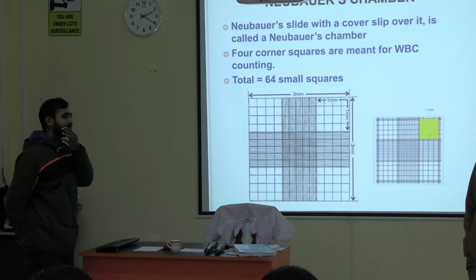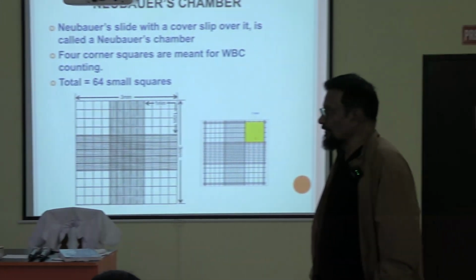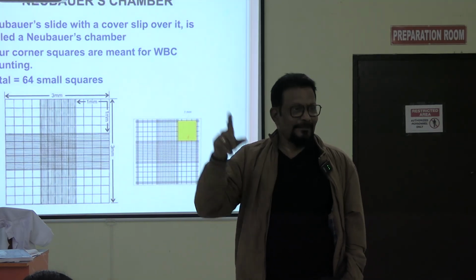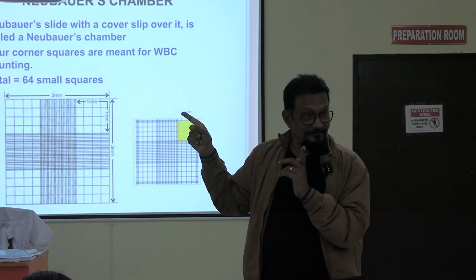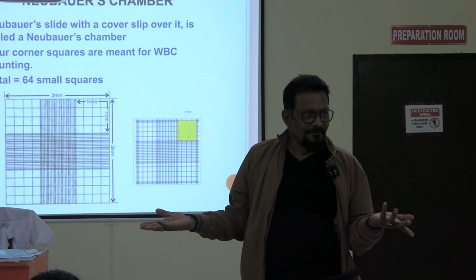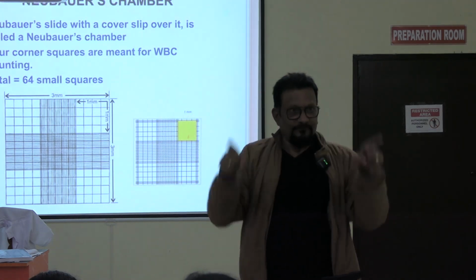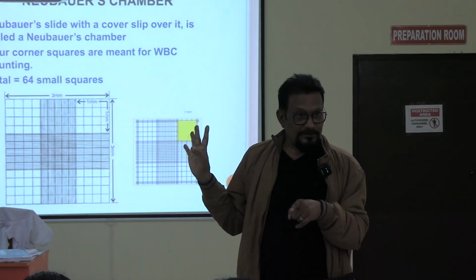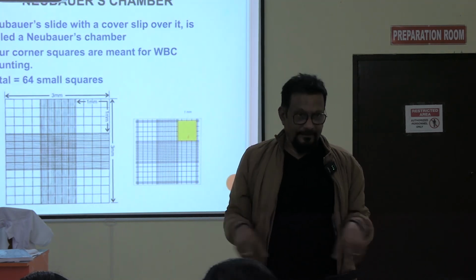Can you tell us what would be the volume of these 4 corners? 1 into 1 into 0.1 into 4. Simple. 1 into 1 into 0.1 is 1 corner. So how many corners do you have? 4. So multiply it by 4. So this is the total volume.